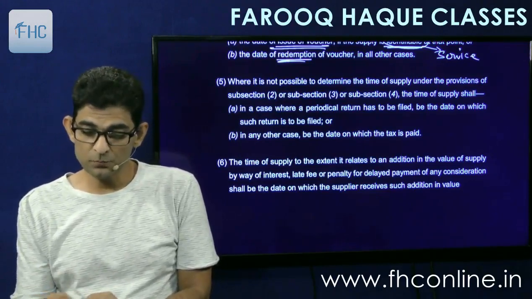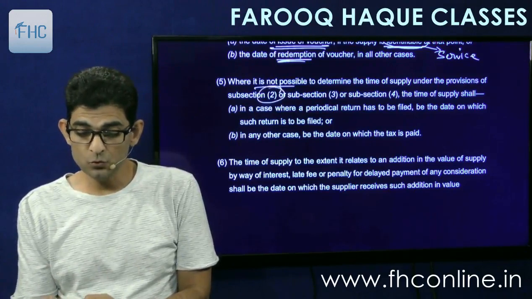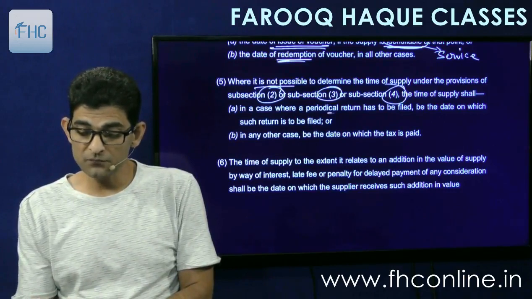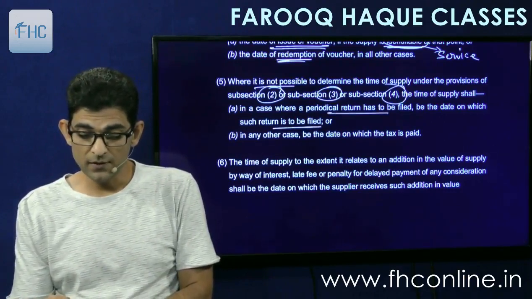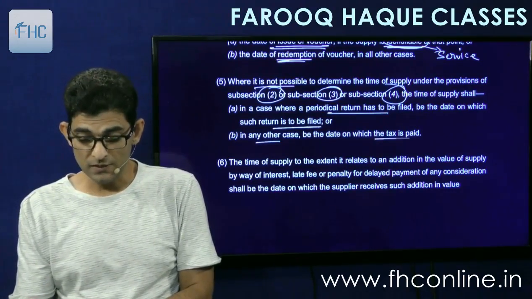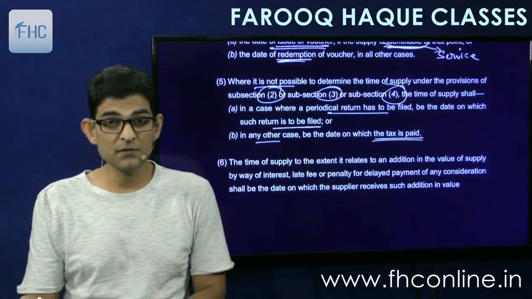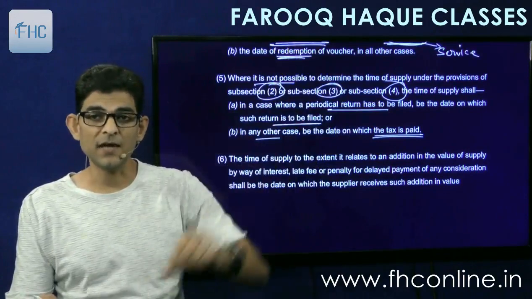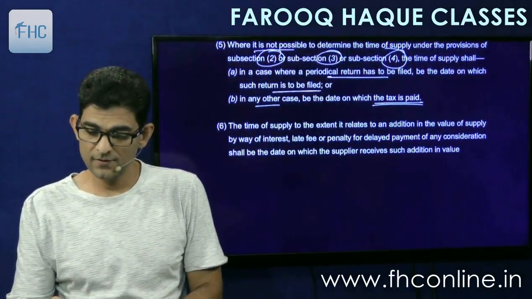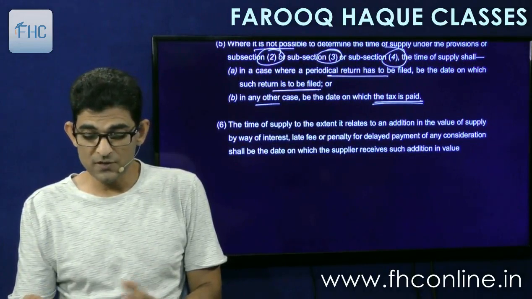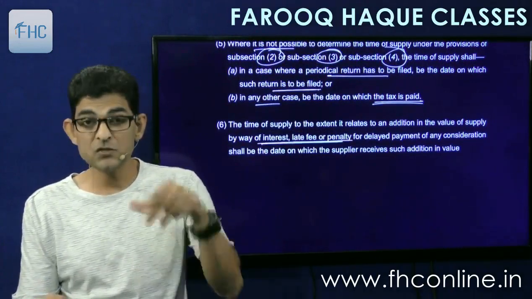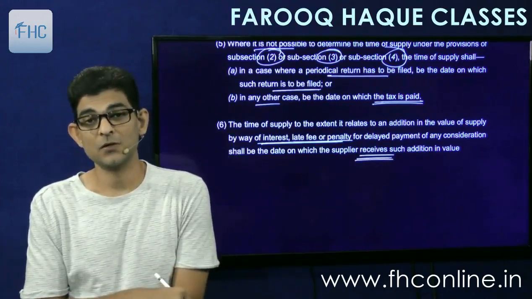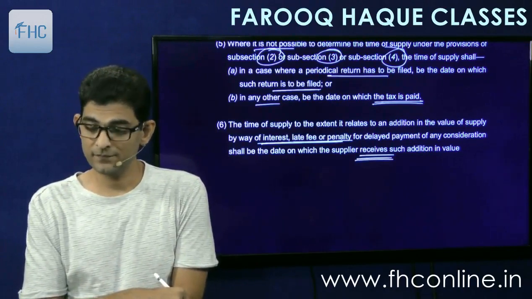The next case is where it is not possible to determine the time of supply under 2, 3 or 4. This is again the general one. In case where the periodical return has been filed, the date on which the return is to be filed. In any other case, the date on which tax is paid. So this is again a tax evasion point. Whenever the assessment is done, we will take that rate and assess the tax. And the last point is the same: interest, late fee and penalty, those additional amounts which are recovered. The time of supply will be the date of receipt of such additional amount. Simple.